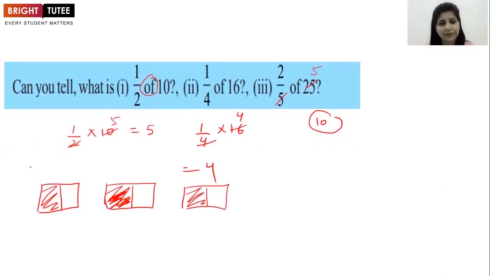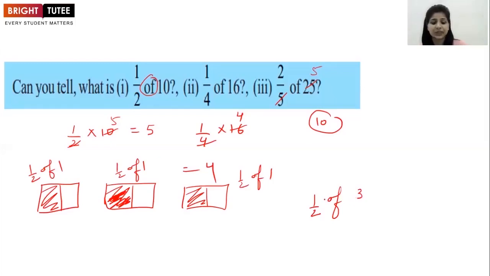So this is half of 1. This is half of 1. And this is half of 1. Together they will represent half of 3. That means half of 3, 3 upon 2. That means just see here. So if we combine them, 3 upon 2 is nothing but 1 whole 1 upon 2. That means 1 complete and half.